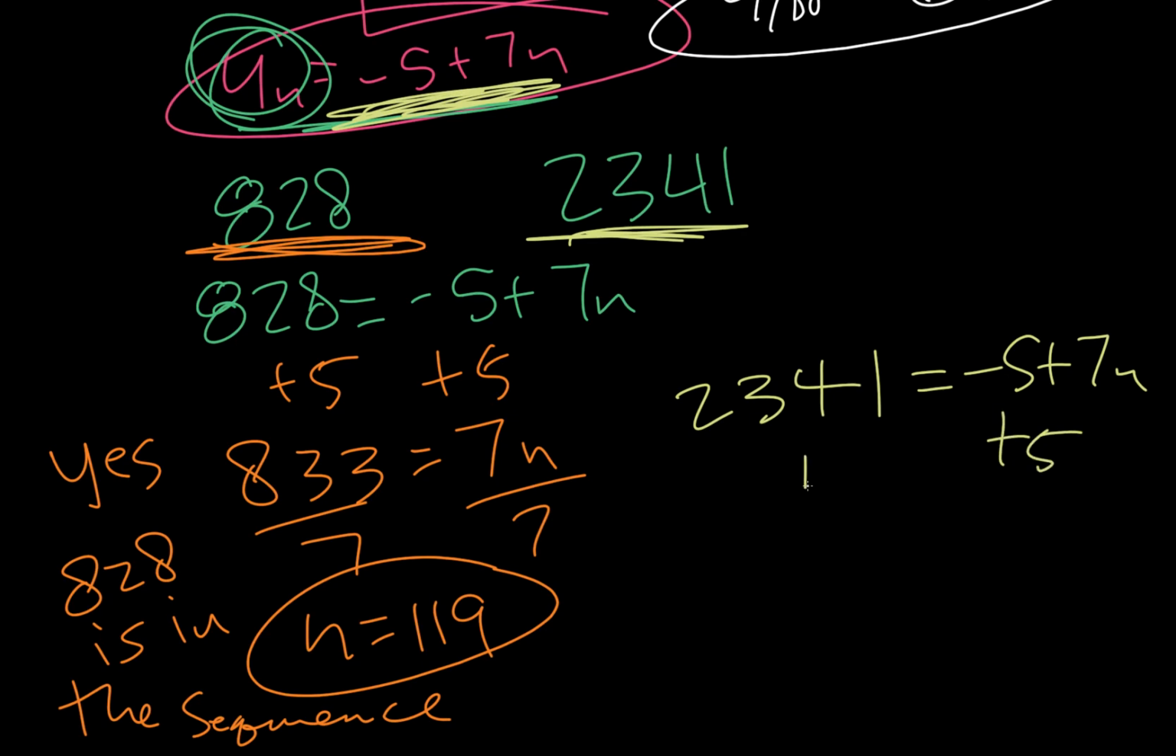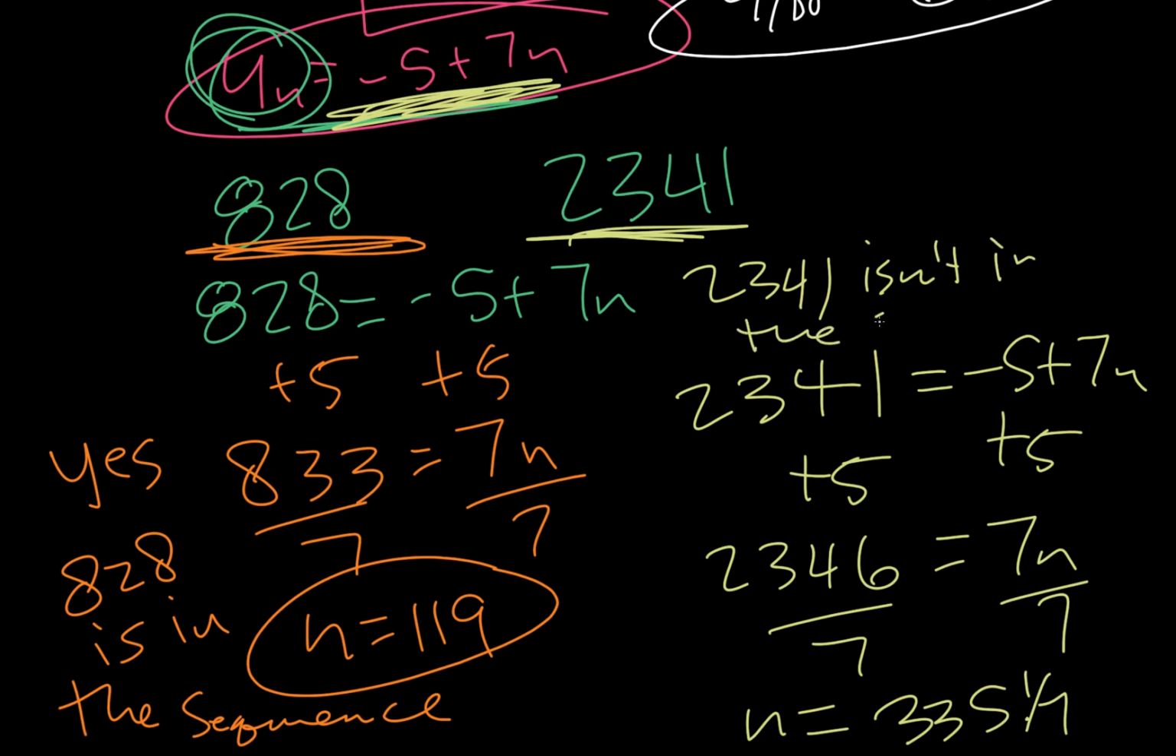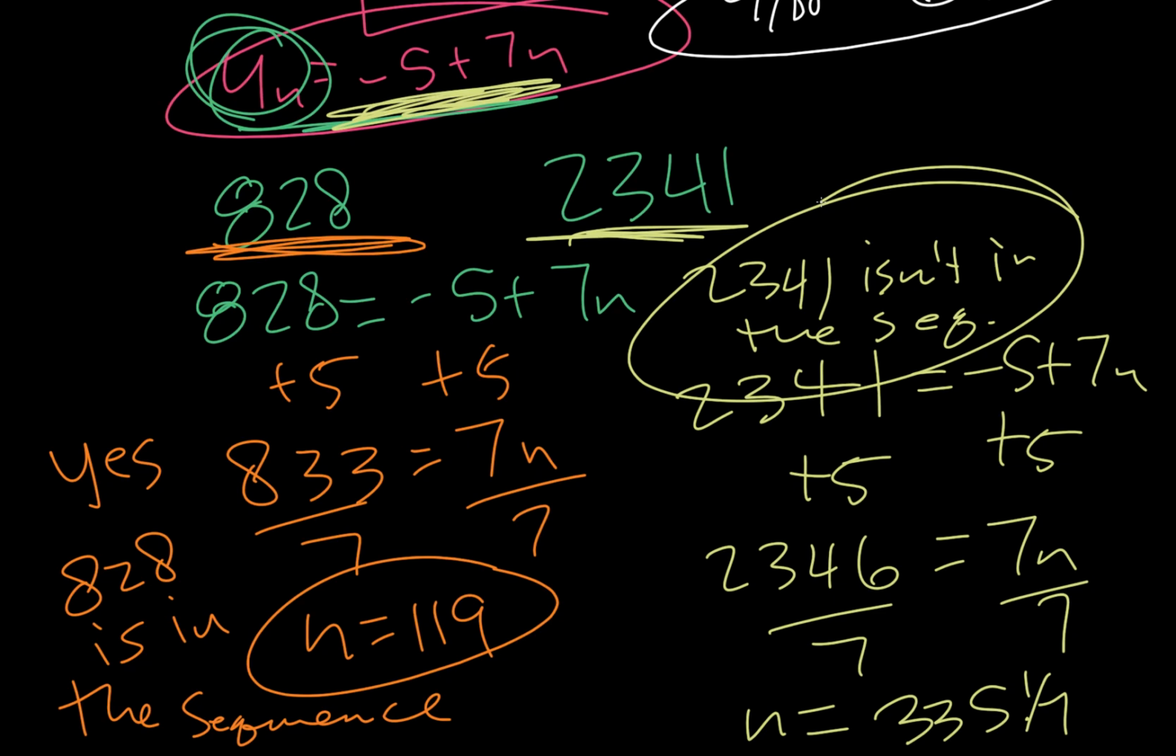So I add 5 to both sides. 2,346 equals 7n. Divide by 7, divide by 7. And n equals 335 and 1/7. So since that is not a whole number, we say that 2,341 isn't in the sequence. Okay? All right, now we're going to move on to example 3.